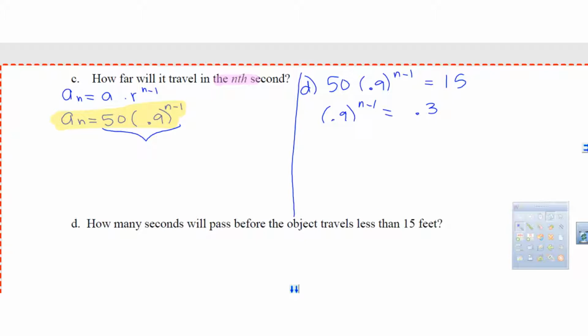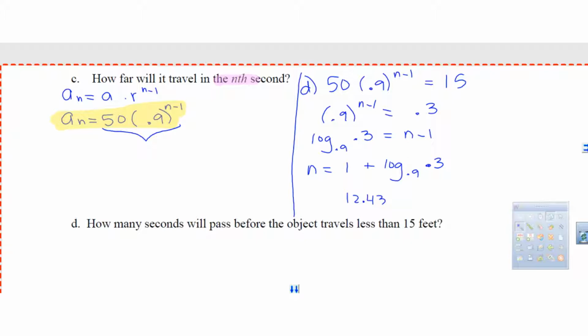Now I'm ready to convert it. So it'd be log base 0.9 of 0.3 is equal to n minus 1. Bring the 1 over, and you have n equals 1 plus log base 0.9 of 0.3. Now we're going to get a decimal. Okay, so everybody go 1 plus log 0.3, close it off, divided by log 0.9, close it off, enter, and you get 12.43.